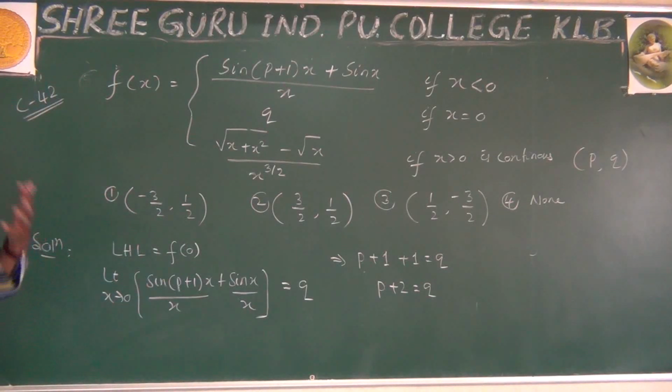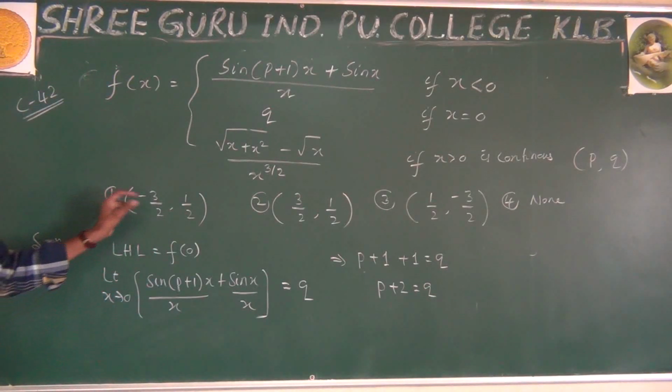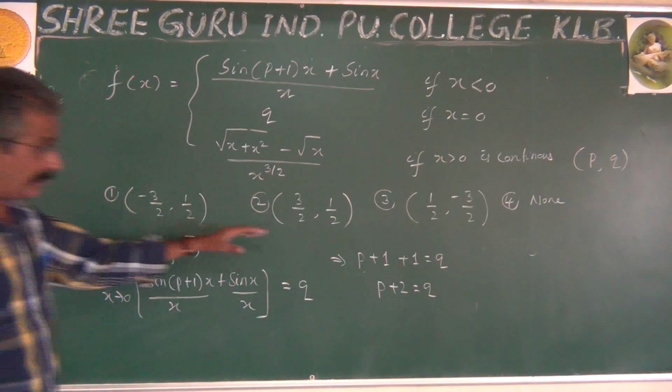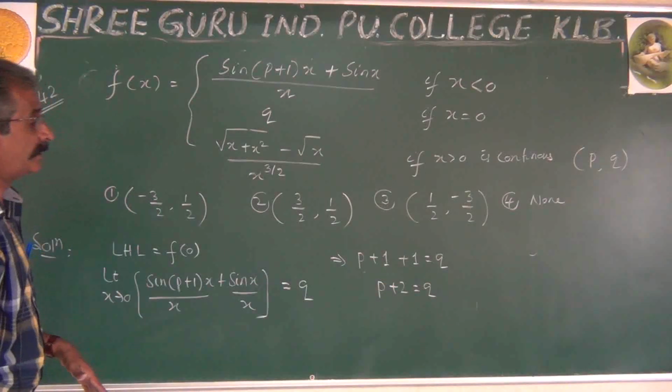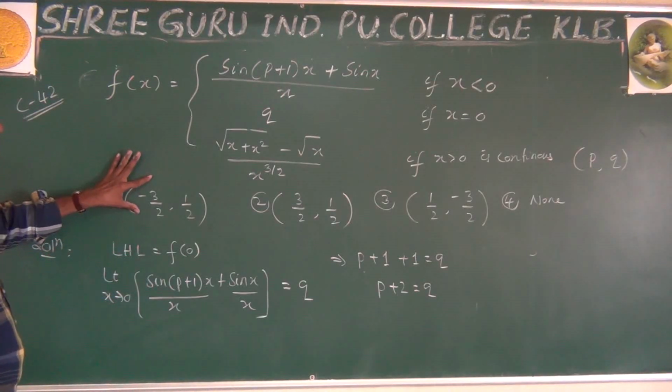What I suggest is that now you verify the options. Go on verifying options. Which option satisfies us? LHS equal to RHS, that will be the correct one. Say, for instance, take the first option.